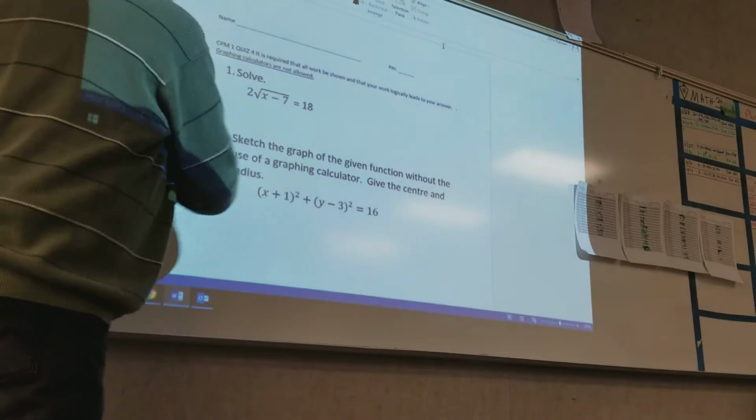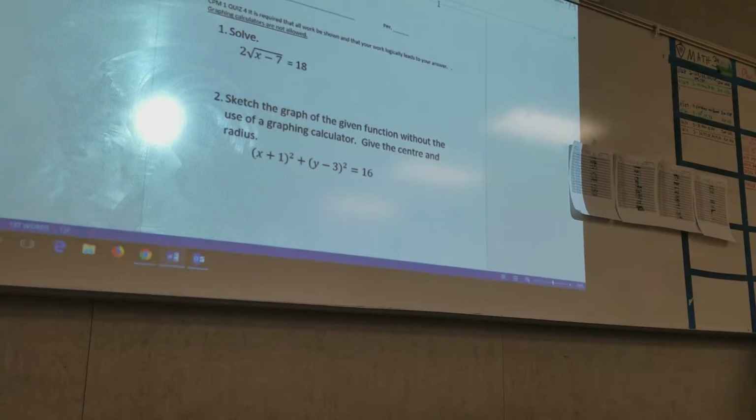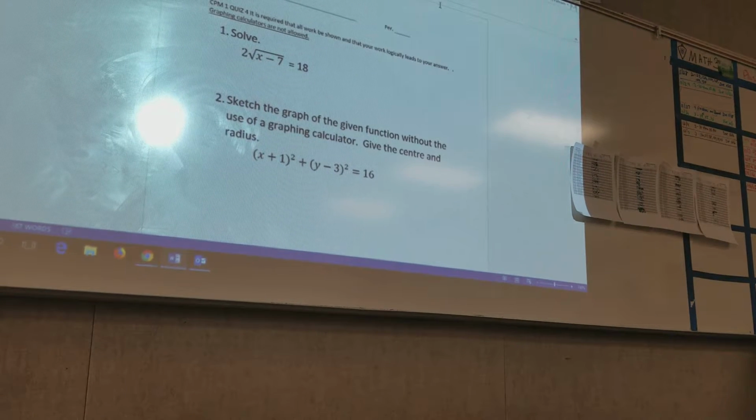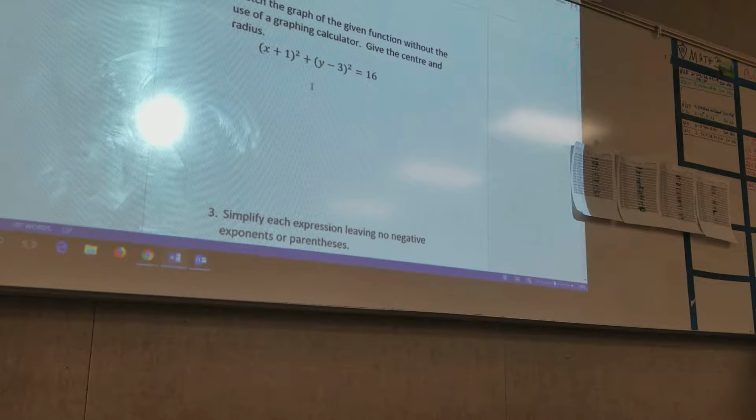All right, here we go. All right, the next one. What shape is this thing going to be? Circle. That's going to be a circle. I'll make a quick grid.